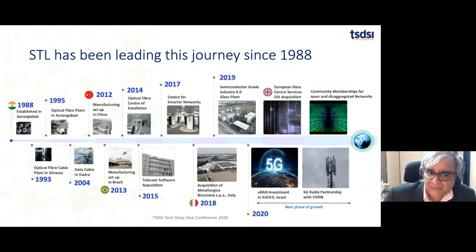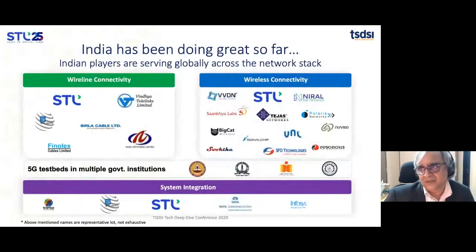And of late, we have transformed ourselves, moving more into data centers and in the radio and the virtual radio space. Right? And we basically feel that there is a tremendous potential for India to take this kind of sheer determination, hard work, and put this context into how we can look forward for the next 25 years and beyond. Right? India has been doing great so far.